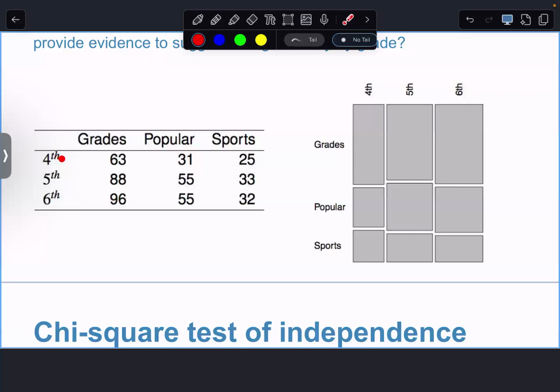And so we've got these observed counts for each of the grades and what they think is most important. And so first thing you might need to do, because we know we're going to need the totals, is I'm going to need the row totals, and I'm going to need the column totals, and I'm going to need the grand total.